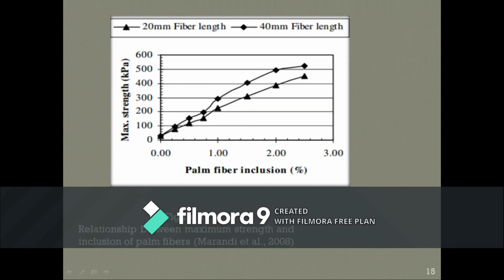The graph here shows the strength gained because of 20 mm fiber length and 40 mm fiber length, and how much the difference in variation is related to maximum strength, given in percentage. So here he gives that when you use palm fibers, you can increase the strength to a greater extent. If you use the 40 mm fiber length, you will get more strength when compared to the 20 mm fiber length. That can be read from the graph.